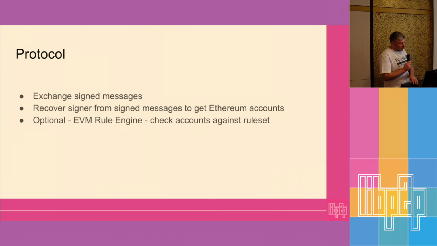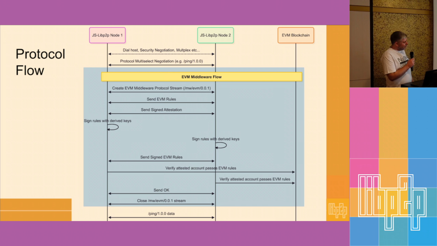We also need a protocol. So we need to exchange some signed messages. We recover the signer from the signed message to get the Ethereum accounts, and then optionally use a rule engine to check the accounts against the rule set. So here's the flow for that kind of thing.